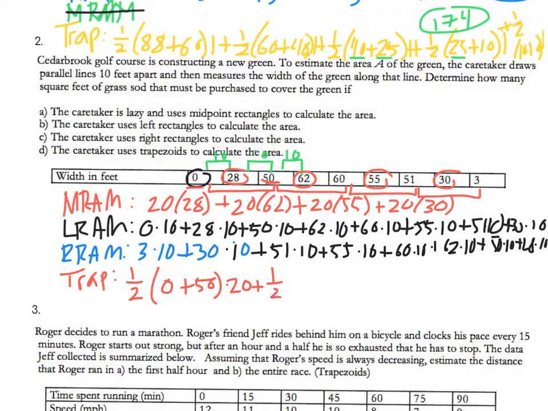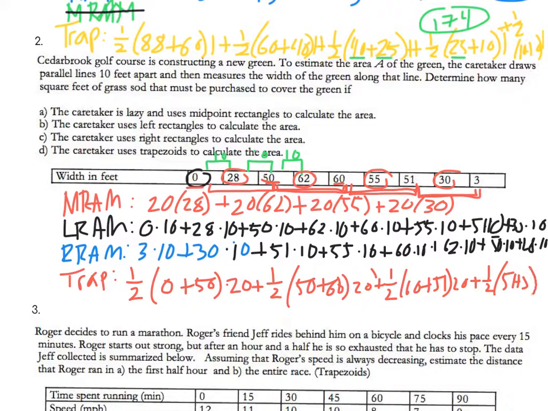Then we're going to have 1/2. Base 1 would be 50. Base 2 would be 60. And we'd have a width of 20. And then I'd have 1/2. And now we're going from 60 to 51. 60 plus 51 with a width of 20. And then 51 to 3 plus 1/2. 51 plus 3 times 20.